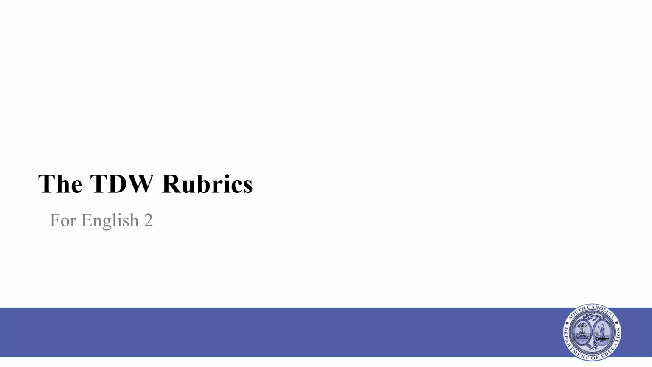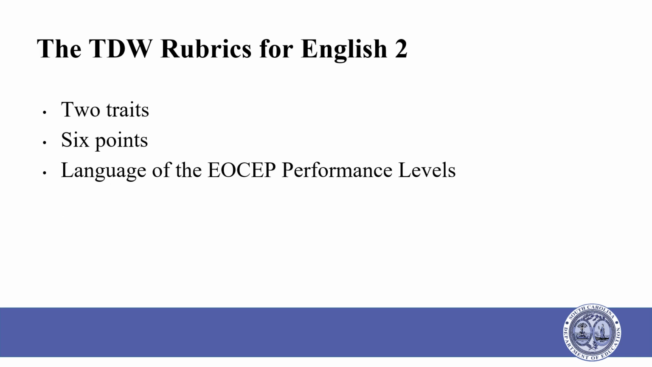We will now look at the TDW rubrics for English 2. You should notice on the cover page that there are 2 traits included in the TDW rubrics for English 2. The TDW rubrics for English 2 are different from SC Ready in 3 ways. The English 2 rubric has 2 traits that are used for the holistic score. We will take a closer look at these 2 traits on the next few slides. Although there are 2 traits, the rubric is still scored holistically for 1 total score.